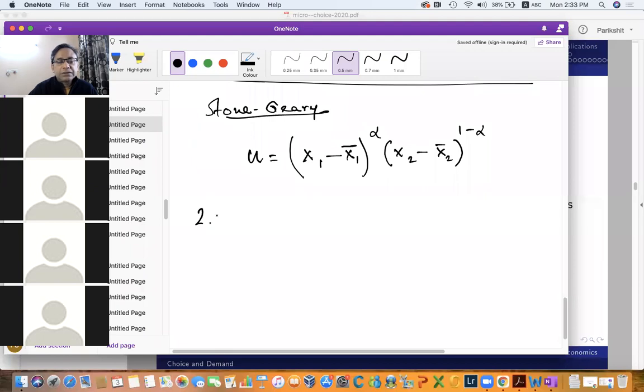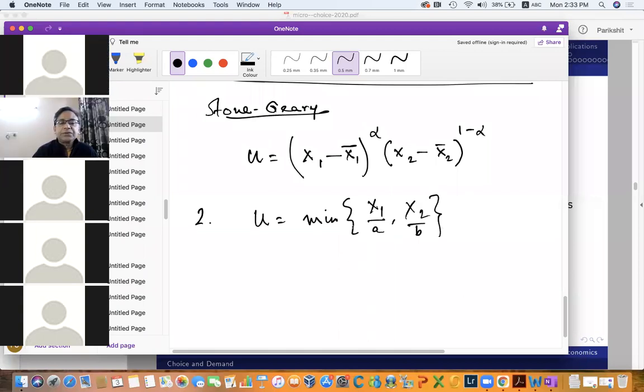But here, let's consider another example of a utility function. Suppose it's of this form, min of x1 by A, x2 by B. The min function, right? Everybody is familiar with it. For any given x1, x2, whichever is the lower, that is the value that the function takes. So what will the optimum choice be like in this case?